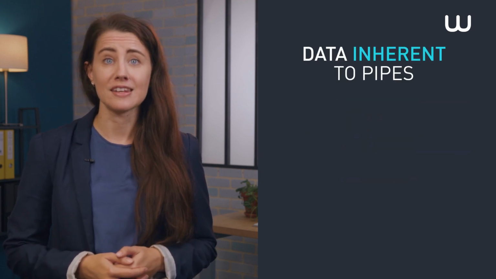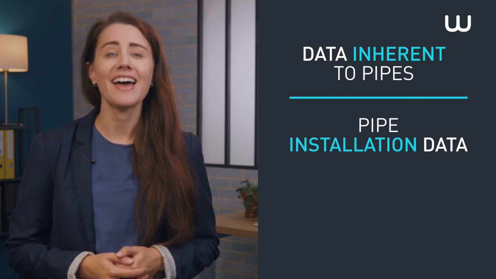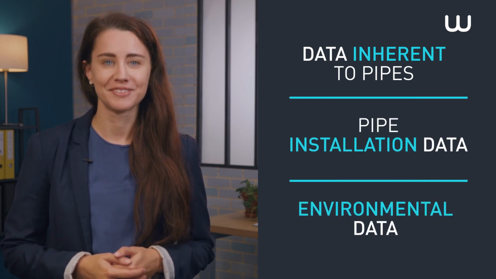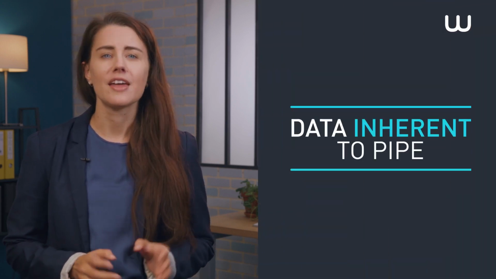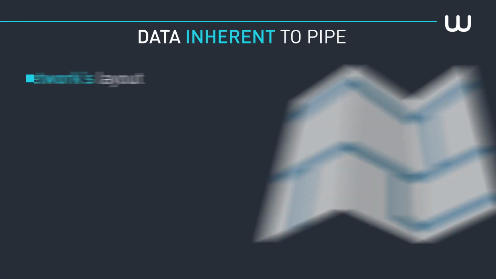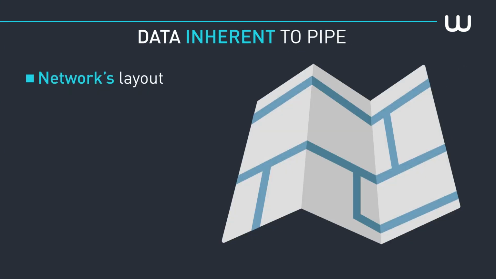We will first look at data inherent to pipes, then data on pipe installation, and lastly, environmental data. Let us start with the essential data, i.e. data that is inherent to pipes. The network's layout, i.e. the need to record a sufficient number of GPS coordinates to be able to accurately plot a network in a GIS.